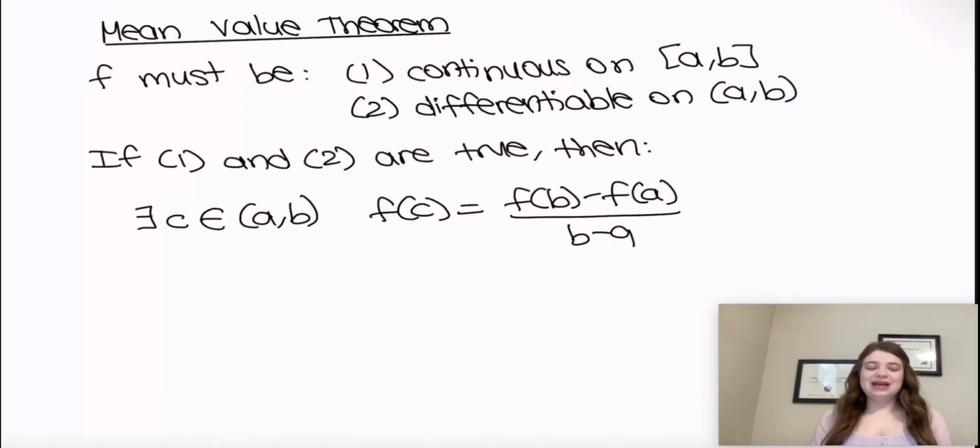Welcome back. Today we're going to be going over some multiple choice and free response questions related to the mean value theorem, but first I just want to briefly discuss what the mean value theorem tells us. It tells us that if a function f, or g, or whatever it is, is continuous from a to b and differentiable on a to b, then there must exist some c value, some value between a and b, such that f prime of c is equal to f of b minus f of a over b minus a.